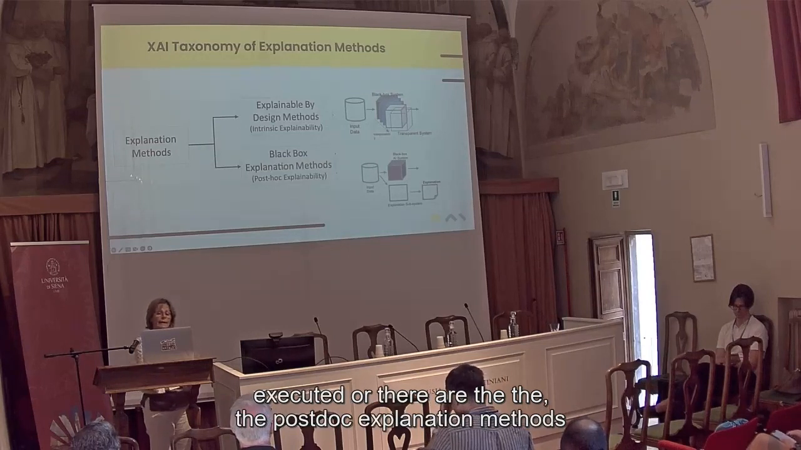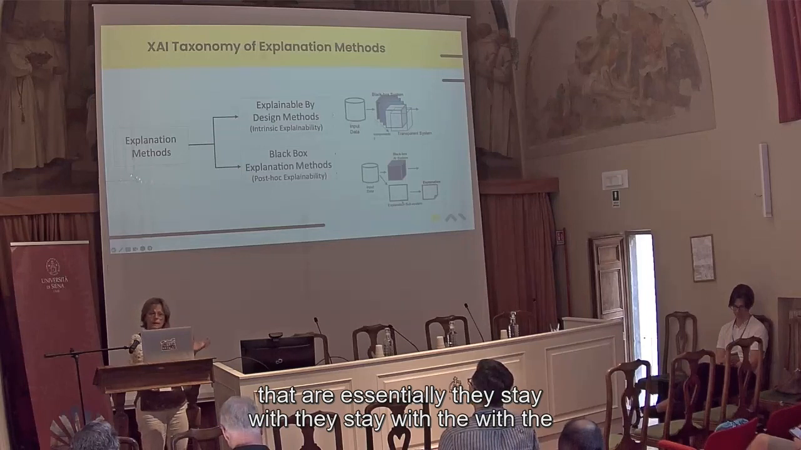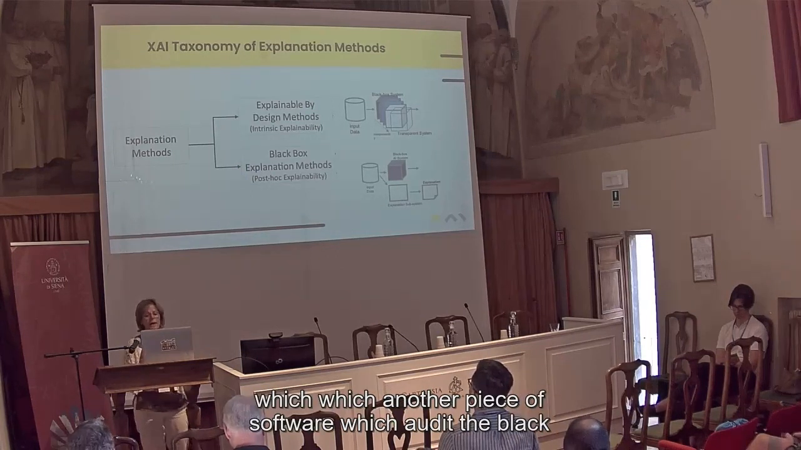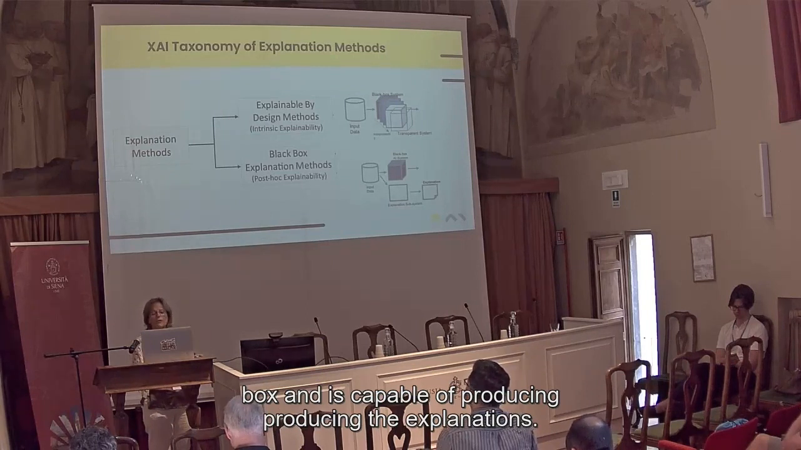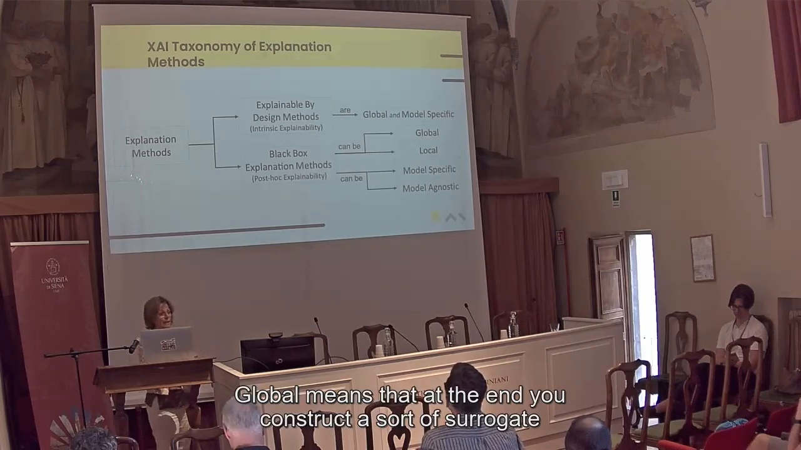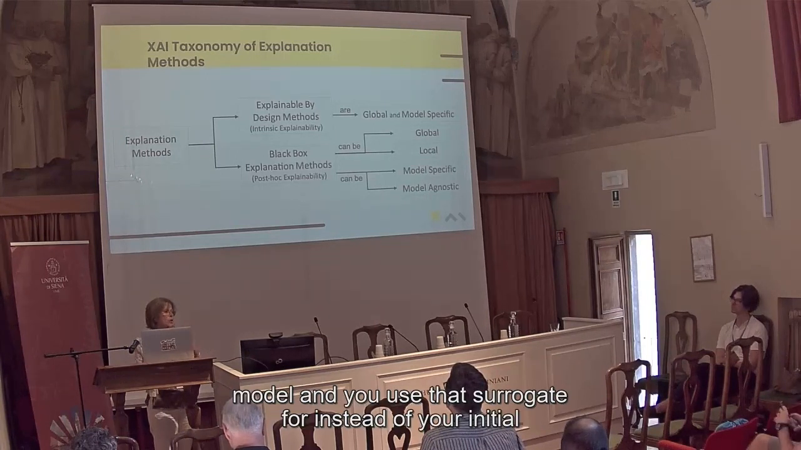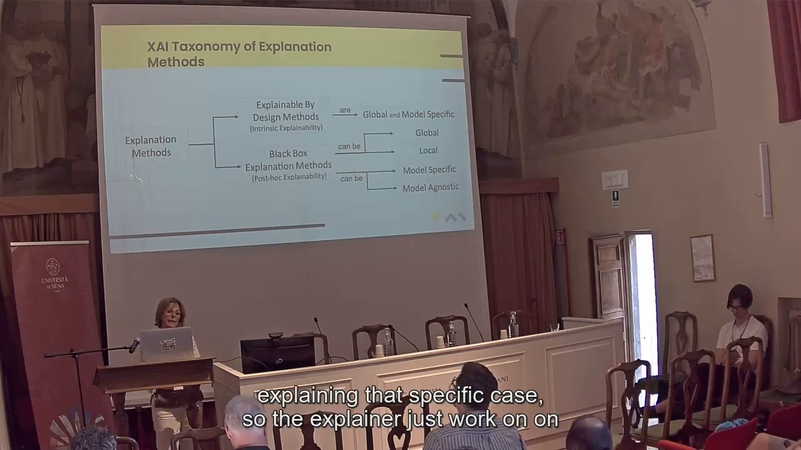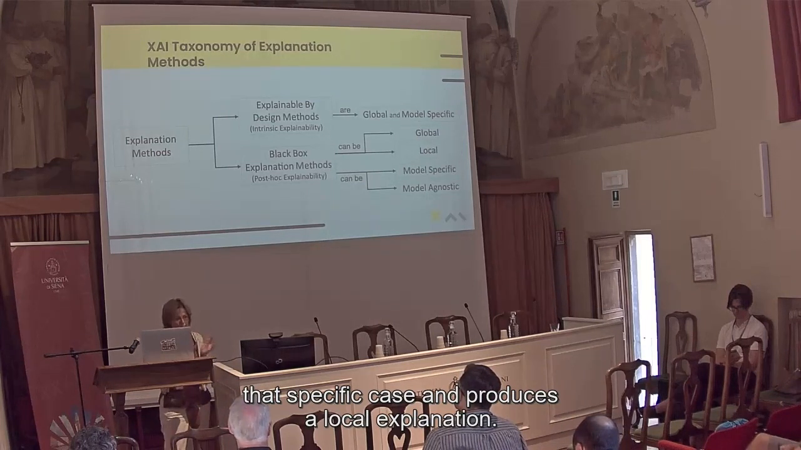Or there are the post-hoc explanation methods, that essentially stay with the black box, and keep the system with an explainer, another piece of software which audits the black box and is capable of producing the explanations. And of course, you can have this global or local. Global means that at the end, you construct a sort of surrogate model, and you use that surrogate instead of your initial black box model. Or it can be local, in the sense that they concentrate on explaining that specific case. So the explainer just works on that specific case and produces a local explanation.